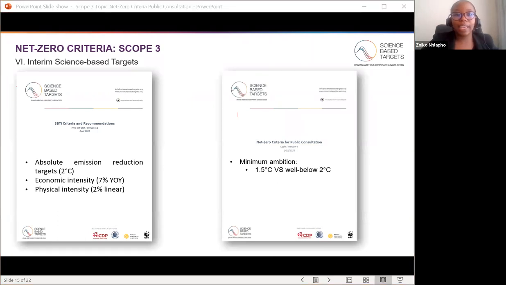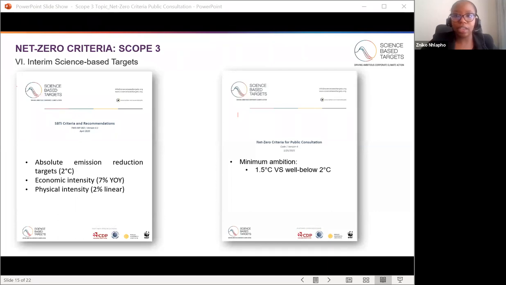So perhaps taking a step back and looking at what we have in the current SBTi criteria and what we're currently proposing in the net zero criteria. In the current SBTi criteria, emissions reduction targets covering the entire value chain or individual scope 3 categories are considered ambitious if they fulfill any of the 3 following requirements. Firstly, an absolute emissions reduction target, secondly, an economic intensity target, and thirdly, a physical intensity target.